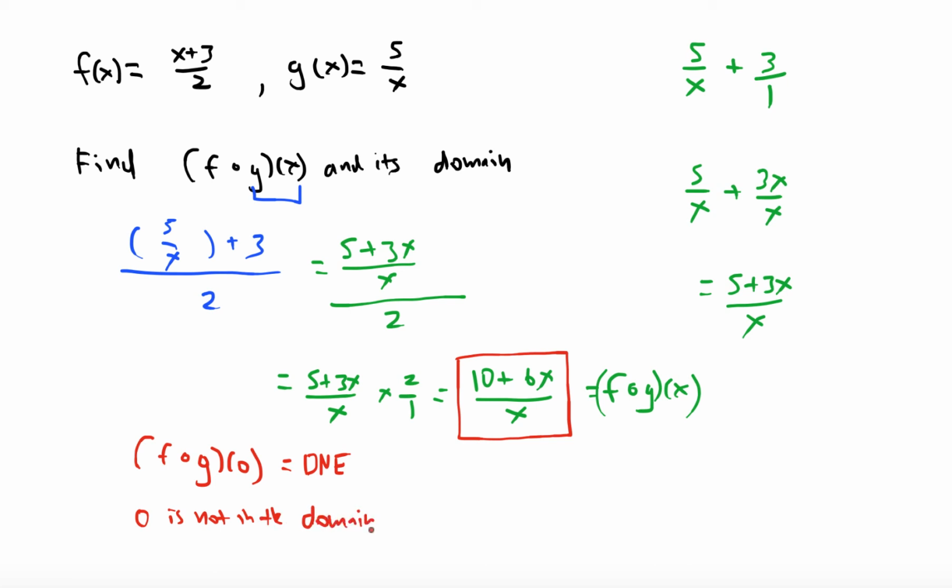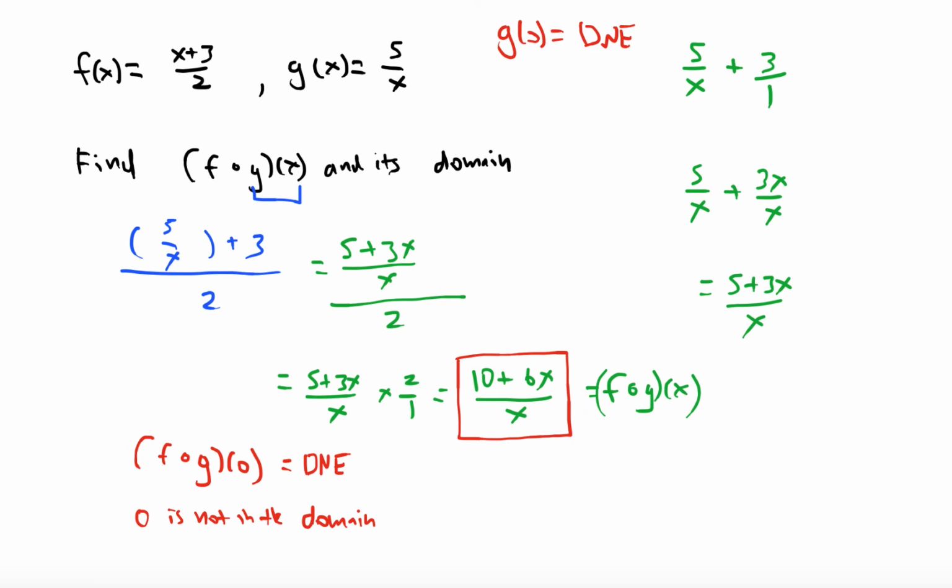But is there any other value of x that will not be in the domain? In this case, the answer is no, because 0 is the only value of x that will cause this denominator to equal 0. Also, we can see that g of 0, just g of 0 by itself, does not exist either. Hopefully that makes sense. f of g of 0 does not exist because, first of all, g of 0 doesn't even exist either.